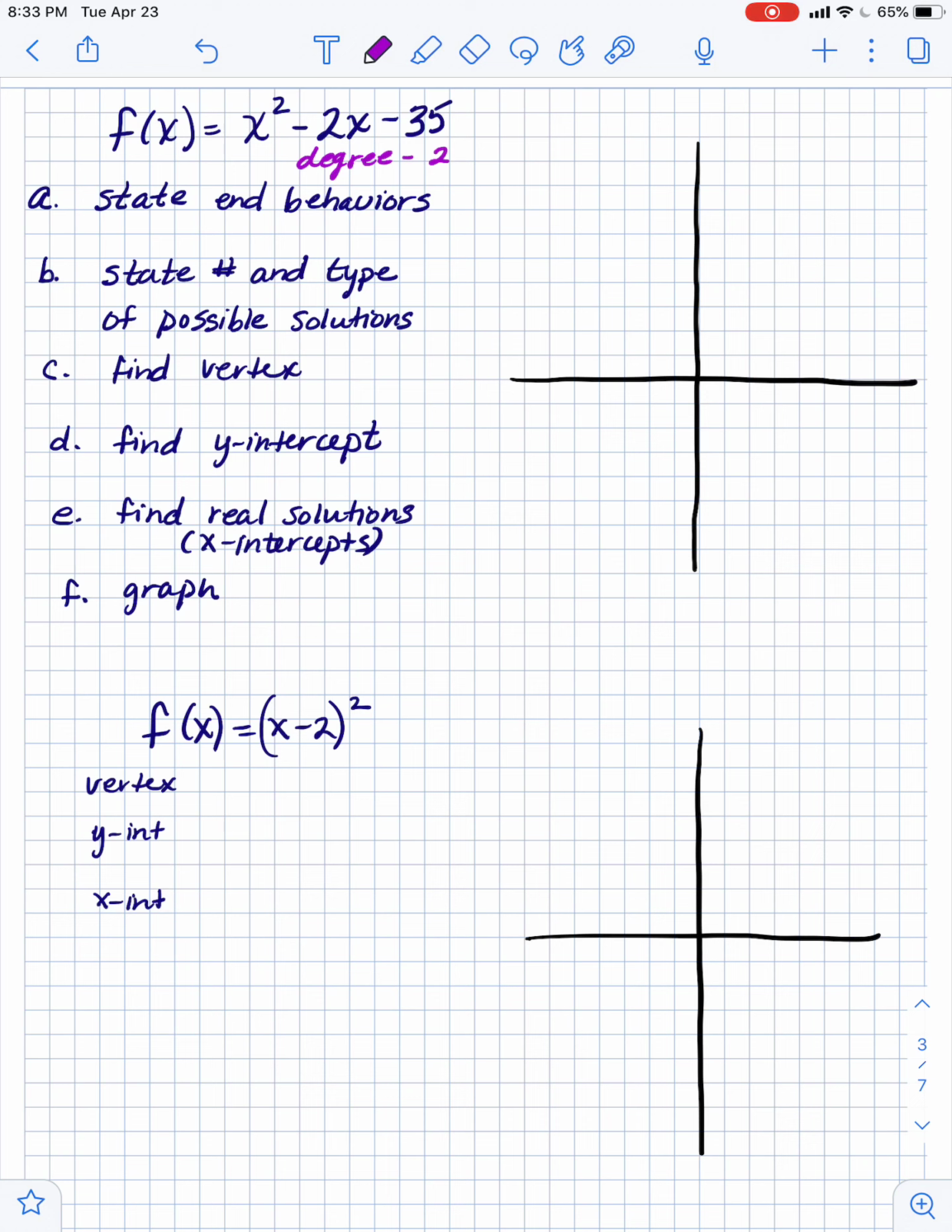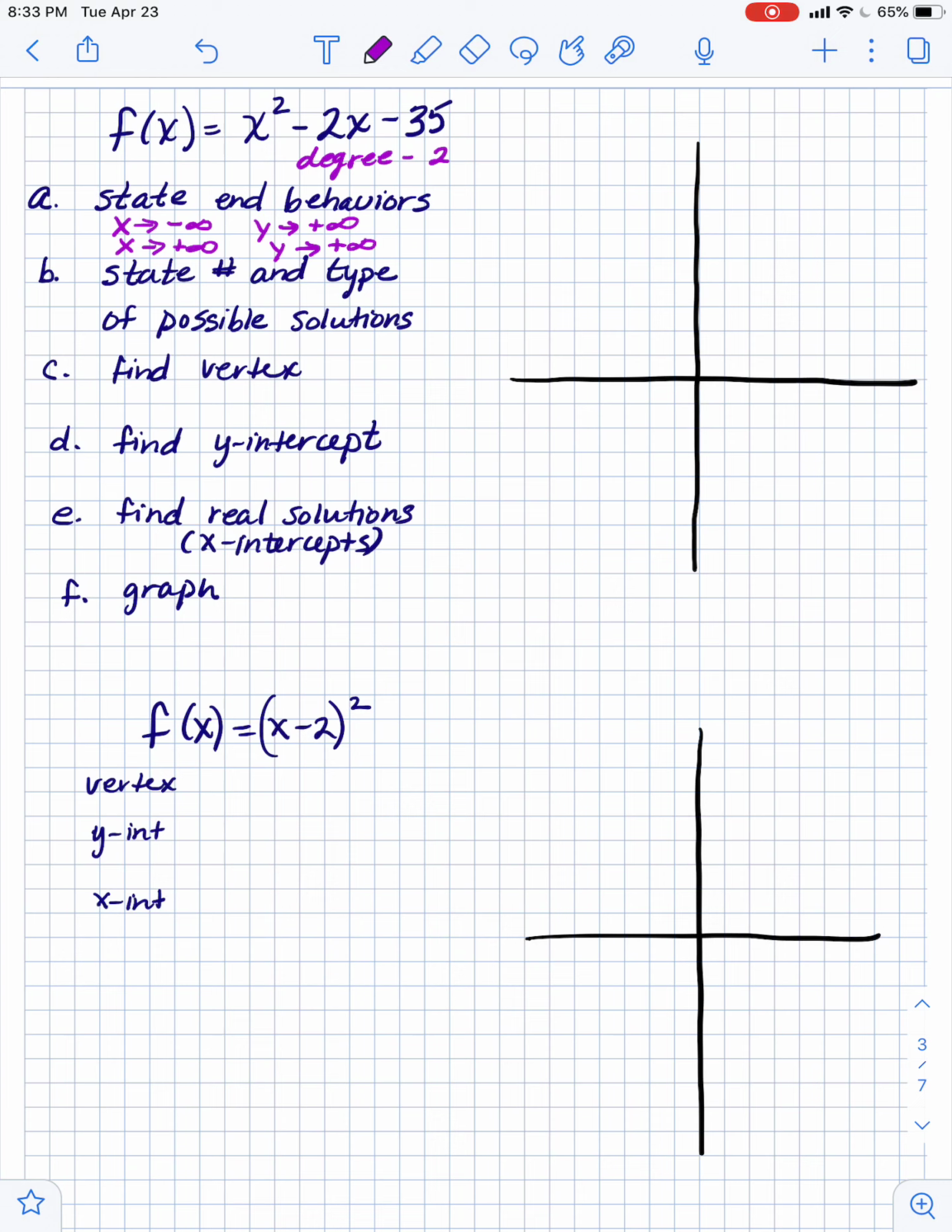Okay, so the answers would be, in terms of end behaviors, as x goes to negative infinity, y is going to go to positive infinity. And as x goes to positive infinity, y will go to positive infinity also.